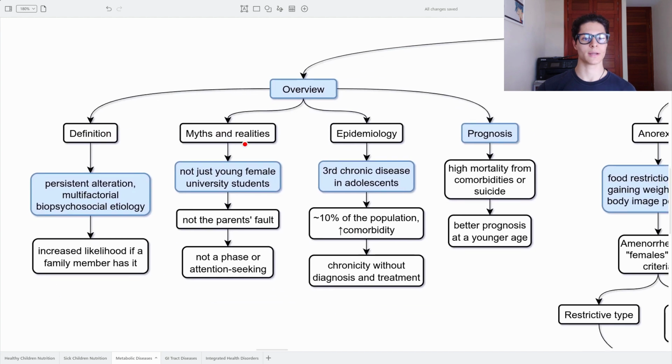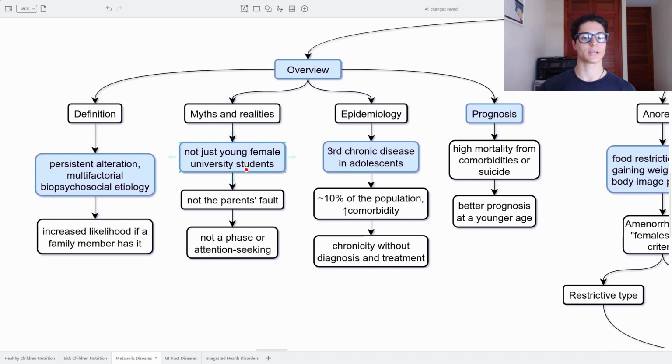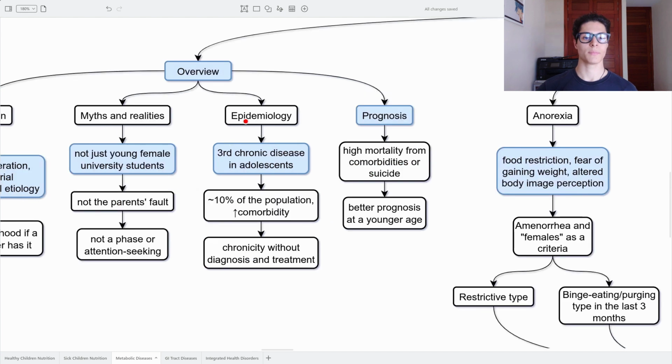What are the myths and realities? It is not just a young female university student's thing. It's not the parents' fault, and it's not a phase of growth or attention-seeking behavior. The epidemiology: it is the third chronic disease in adolescents, very important. And around 10% of the population has it.